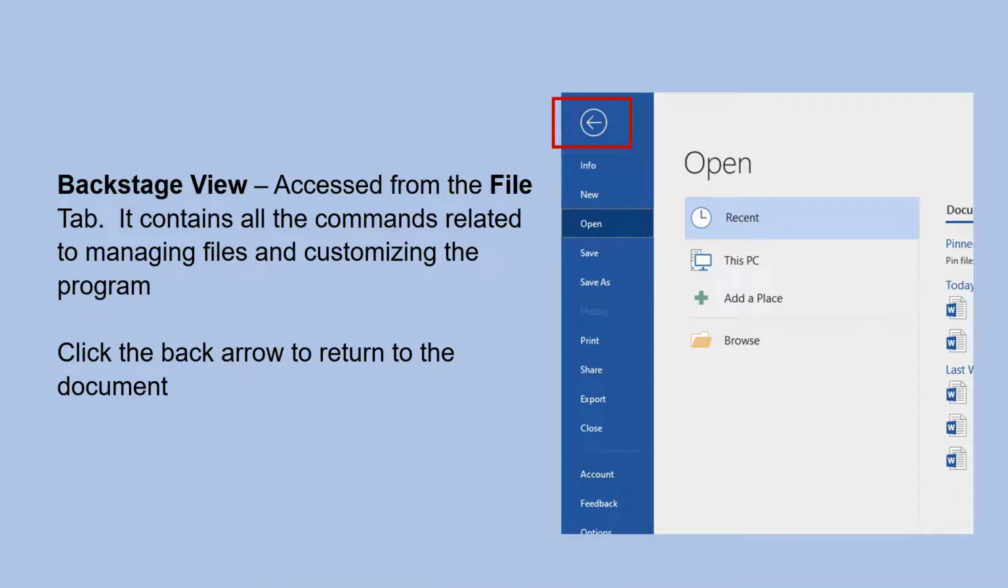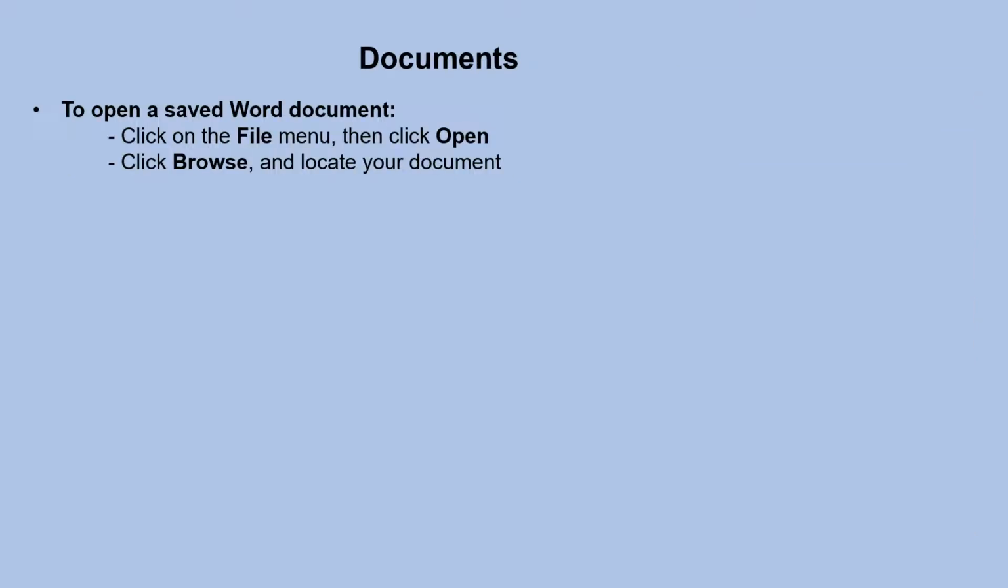Backstage view of a document is accessed from the File tab, and it just contains a bunch of commands that are related to managing your files and customizing the program. We'll talk about some of these options later, such as the Save and Print option. When you are done using this feature, you can click the back arrow to go back to your document. If you have a saved Word document already that you want to open, you'll click on the File menu, then click Open, and you will click Browse to locate your document and then open it.